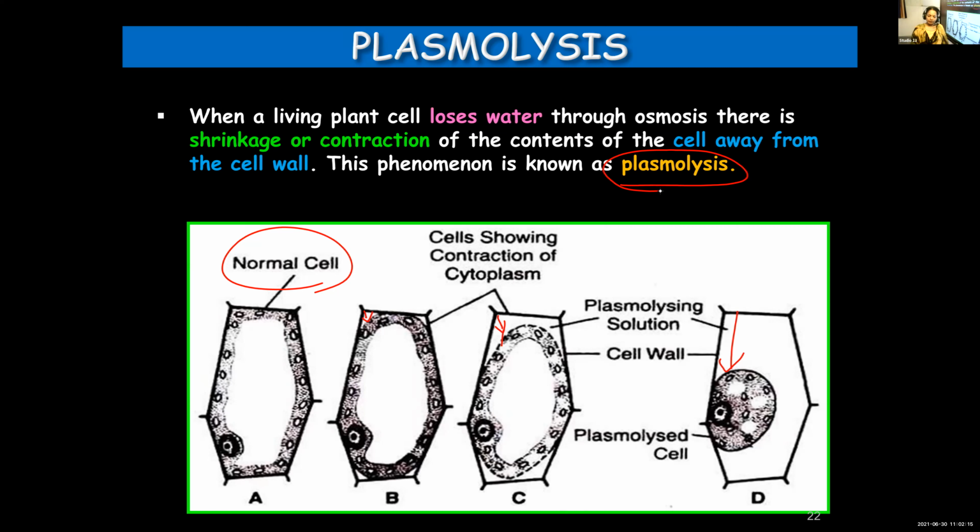I'll repeat again. When a living plant cell is placed in a concentrated solution, it will lose water by osmosis and the contents of the cell will shrink and move away from the... Lakshmi? It will be moving away from what? The contents of the cell along with the plasma membrane will move away from the cell wall. Yes, ma'am. And this process is known as plasmolysis. When a living plant cell loses water through osmosis, the contents of the cell will shrink and move away from the cell wall. This process is known as plasmolysis.